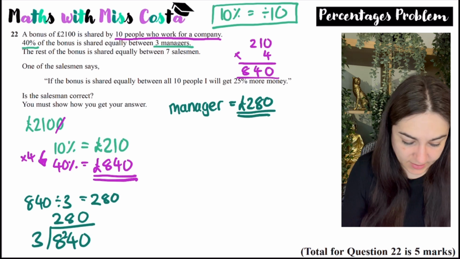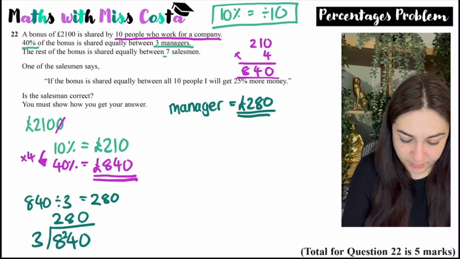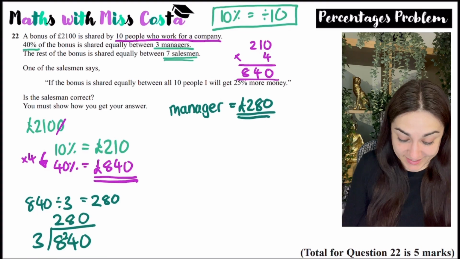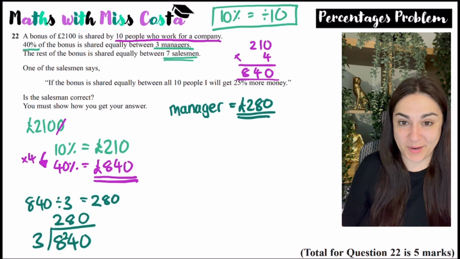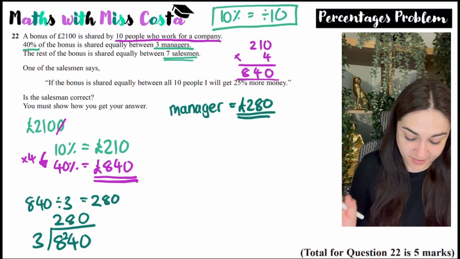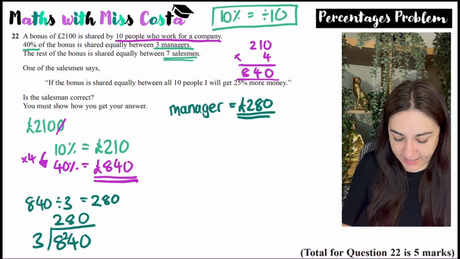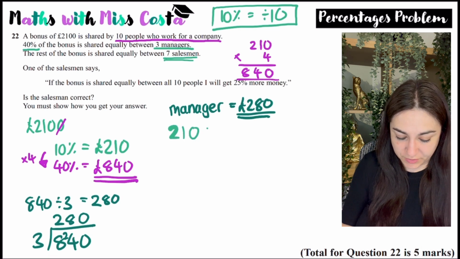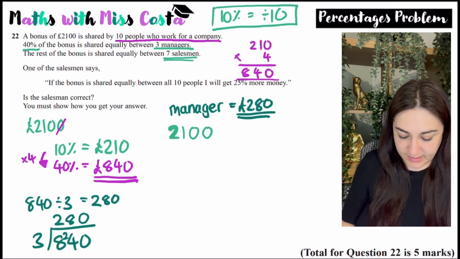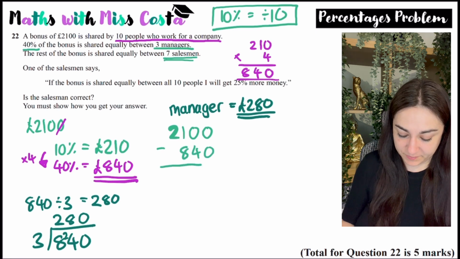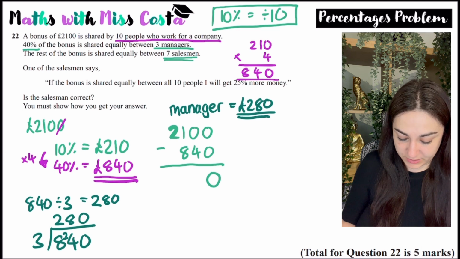£280 each, and I'm told that the rest of the bonus is shared equally between 7 salesmen. So the managers get £280 each. I didn't actually need to work out how much a manager gets each, but I did. So I need to work out how much is left over. So I've got 2,100 in total, and then 840 is paid out to the managers. So 0 take 0 is 0. 0 take 4 you can't do.